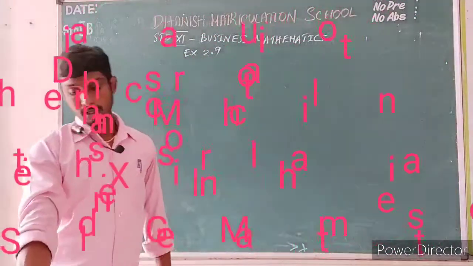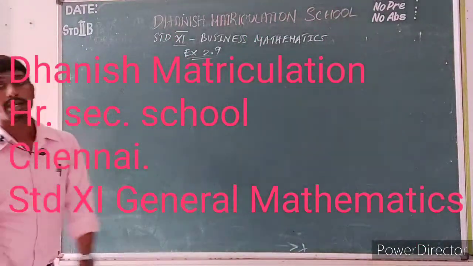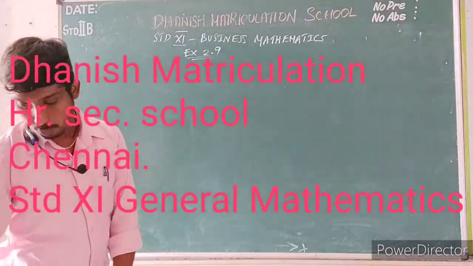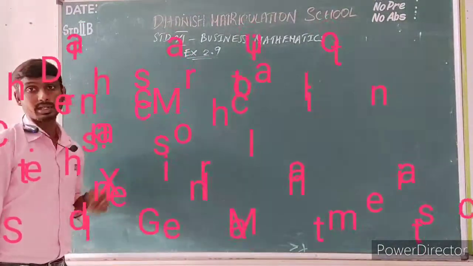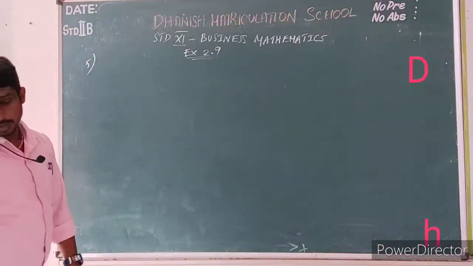We are going to see about the exercise 2.9 remaining sums. Last class we did the first four sums in exercise 2.9. Now we are going to see about the next question. What's the question given?